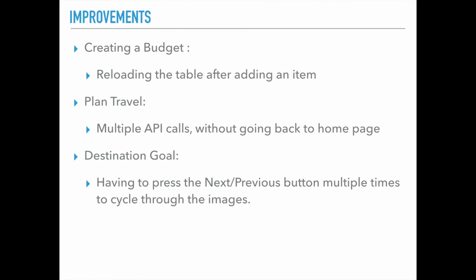The last and final improvement that I saw that I could have made was in the destination goals page. I noticed that whenever I would press the next or previous button multiple times to cycle through the images, sometimes there was a small delay or glitch in which some images would either get skipped or be out of order. So that's one thing that I could possibly go back on, improve on how to cycle better through the core data to improve faster image load up and the correct order of the images.